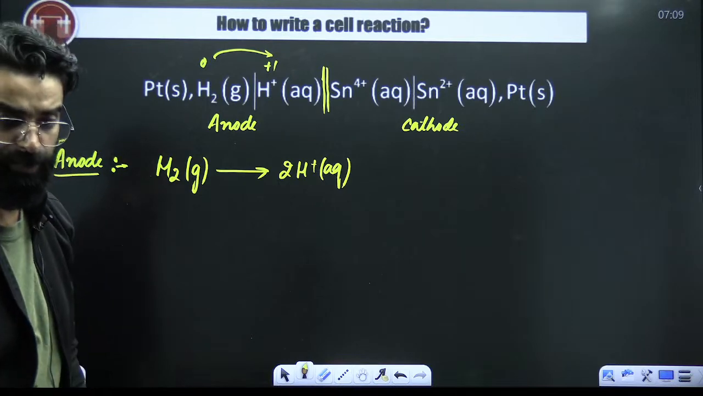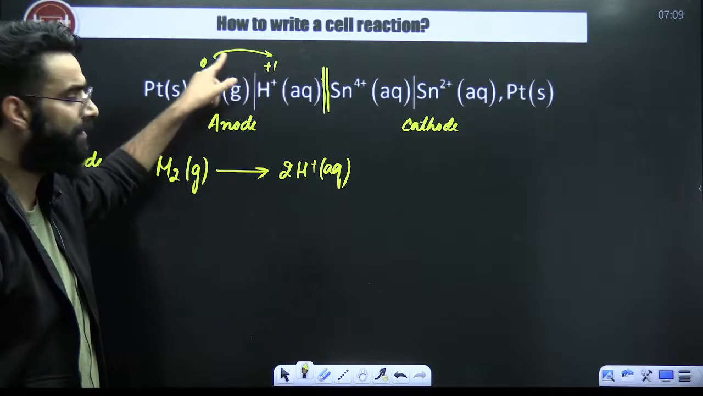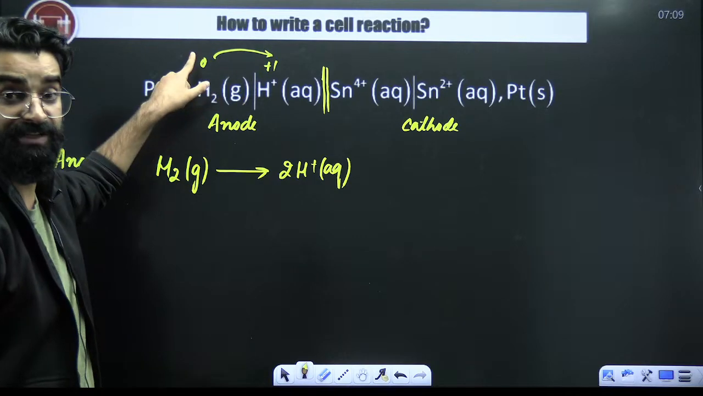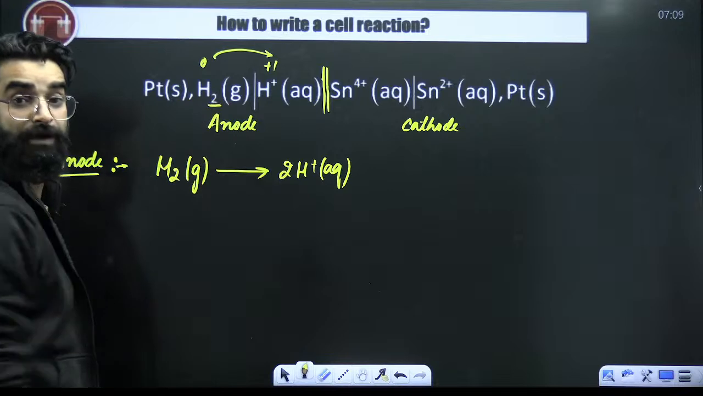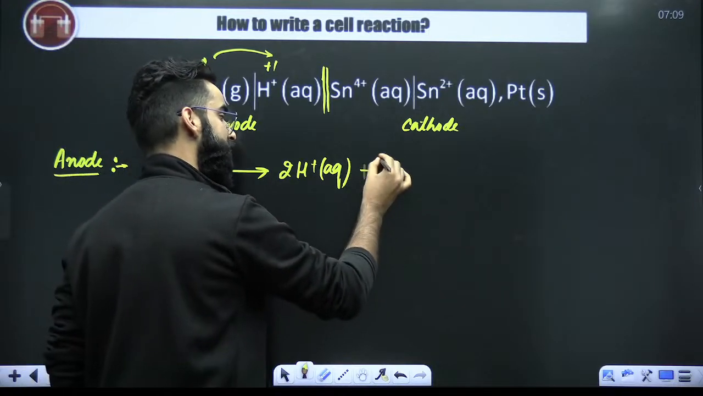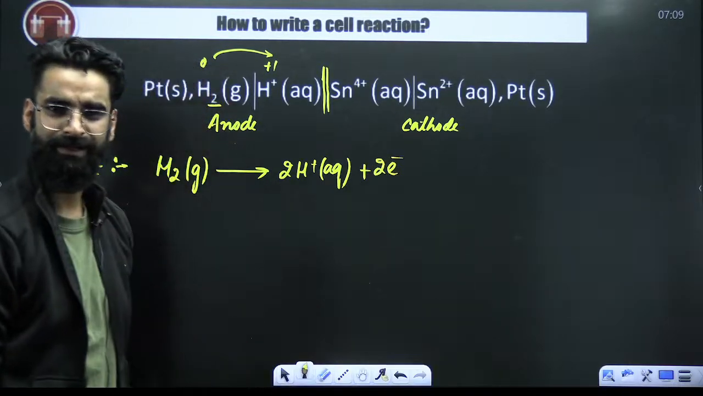Now, how many electrons will it lose? Check it out. Final minus initial, the value is 1. But 1 is the change in the oxidation state for 1 atom of hydrogen. But I have 2, right? So how many electrons will it be losing? It will be losing 2 electrons. It's simple, guys.